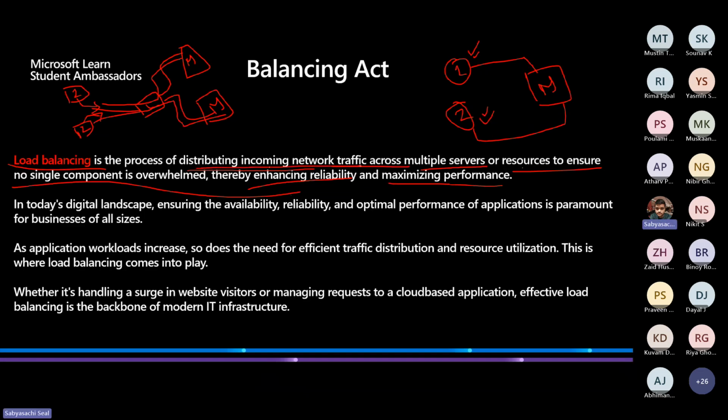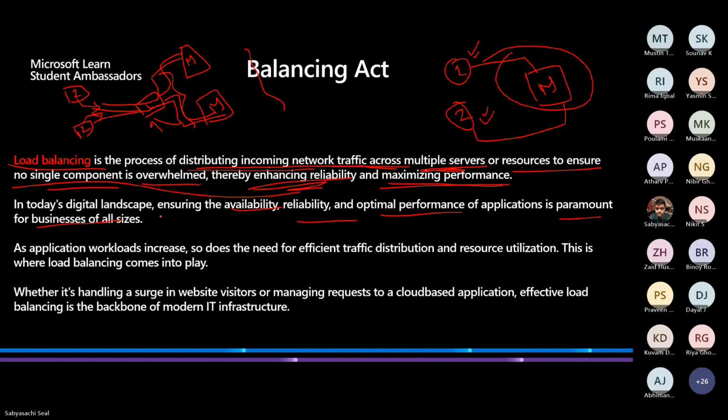So that's what is described here. It distributes incoming network traffic across multiple servers. So these are multiple servers, and this is the distribution, to ensure no single component is overwhelmed. In our case, one single component was getting overwhelmed, thereby enhancing reliability and maximizing performance. Availability, reliability, and optimal performance are paramount for all business sizes, right? If you don't have these three things, then whatever you're hosting, there is no guarantee that it is going to stay up for a long time.